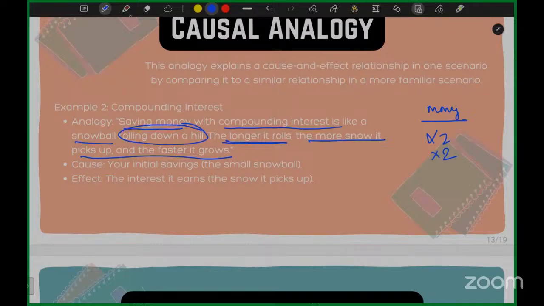So what is causal analogy here? It is nothing but one which explains a cause and effect relationship in one scenario by comparing it with a similar relationship in a more familiar situation. The first one which we saw is structural analogy, which has a more complex part. This is a very simple one, which is called causal analogy. I hope you understood this concept.